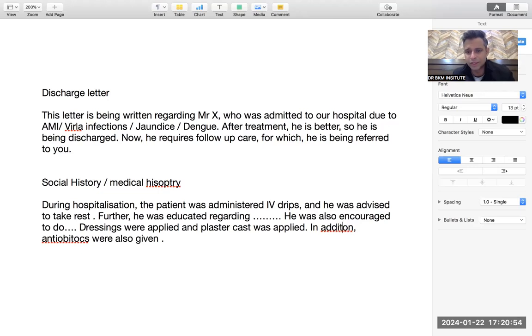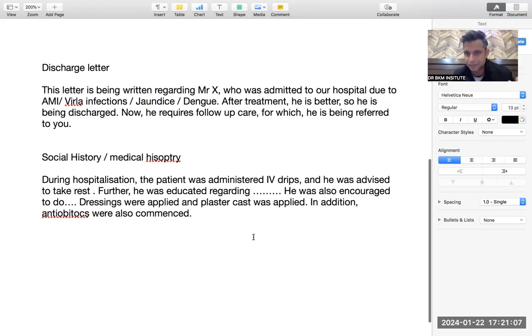Antibiotics were also given. If the word started is there, then you can say was also commenced. Commenced is the word for starting the medications. Now this is simple, that's it. Third paragraph all over. First paragraph simple. Second paragraph social history or medical history. Present tense 90%. But again, if I will write this, it will become complicated.